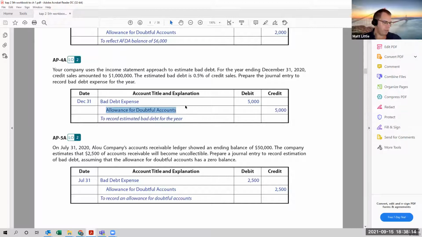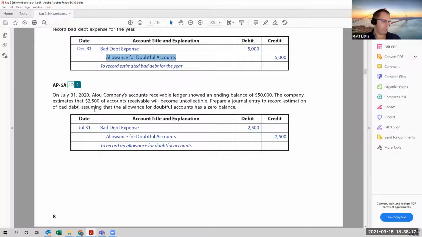Okay. We'll do one more here, question 5a, and then we'll skip down to a different section in a moment. So question 5a, we have the accounts receivable ledger showing an ending balance of $50,000. And we estimated, as a lump sum, not a percentage, that there's $2,500 of accounts receivable that will become uncollectible. And we need to record the estimation of the bad debt, assuming that the AFDA has a zero balance. So in this situation, we need to increase our AFDA to the whole $2,500 and debit our bad debt expense by the $2,500. So this one, hopefully a little more straightforward than the other two examples.